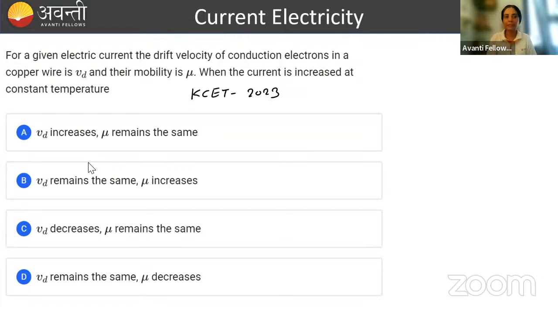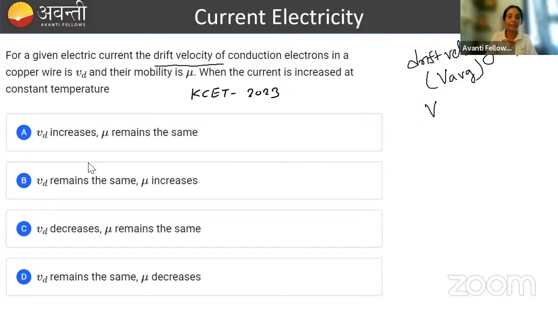For a given electric current, the drift velocity. What is the drift velocity? See, what sort of question can come from drift velocity? First thing that you need to remember is what sort of velocity it is. Is it instantaneous velocity or is it average velocity? This is not instantaneous velocity. This is average velocity. Okay, first thing. Second thing, what is the formula of drift velocity?